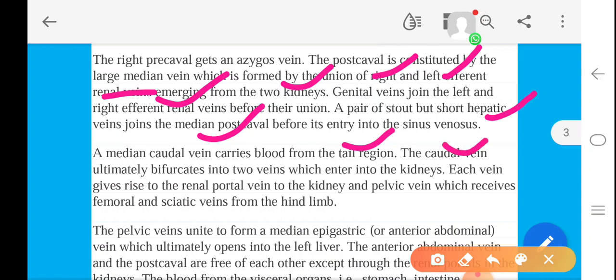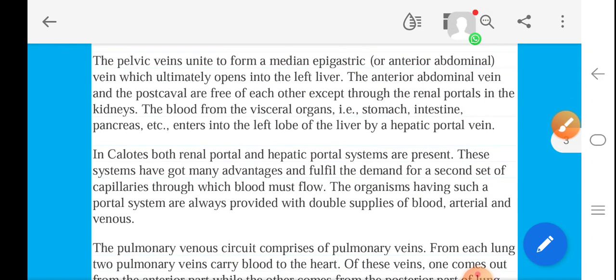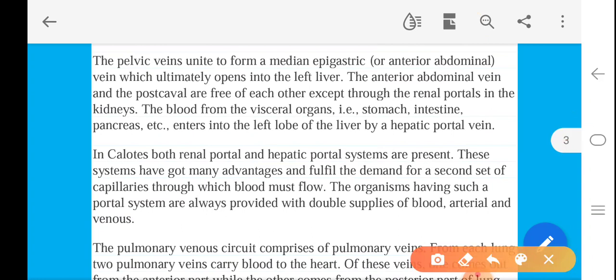The caudal vein ultimately bifurcates into two veins, which enter into the kidneys, and each vein gives rise to the renal portal vein to the kidney, and the pelvic veins, which receive femoral and sciatic veins from the limbs. The pelvic veins unite to form a median epigastric and anterior abdominal vein, which ultimately opens into the left liver. The anterior abdominal vein and postcavals are free of each other except through the renal portal in the kidney.